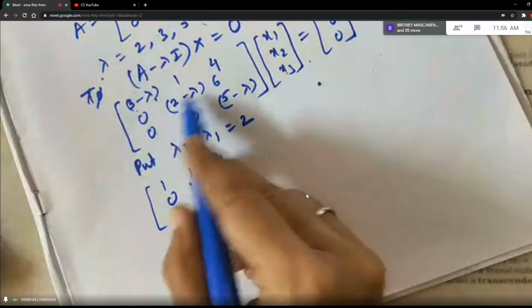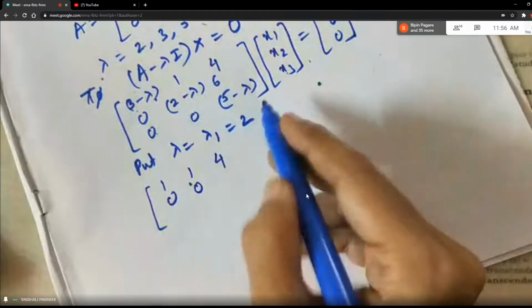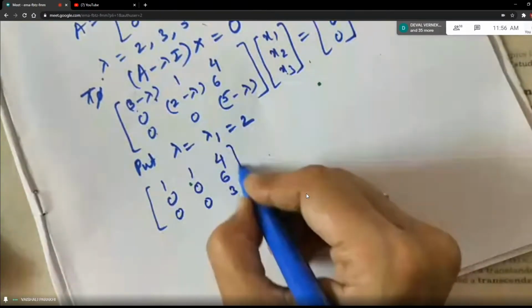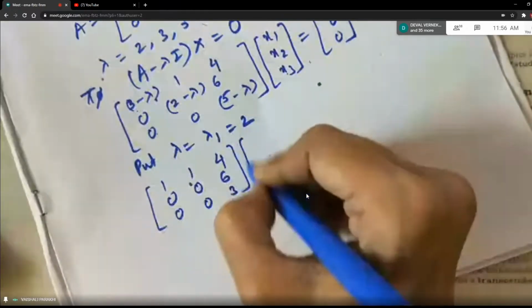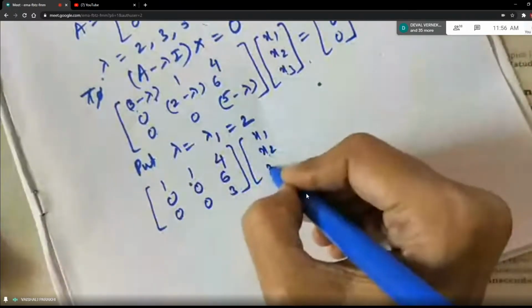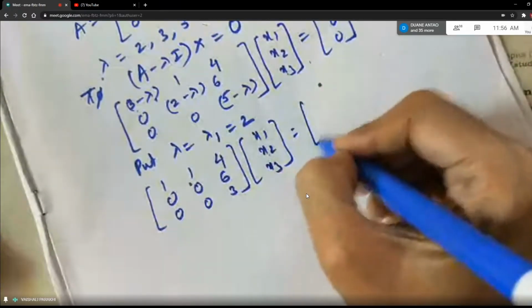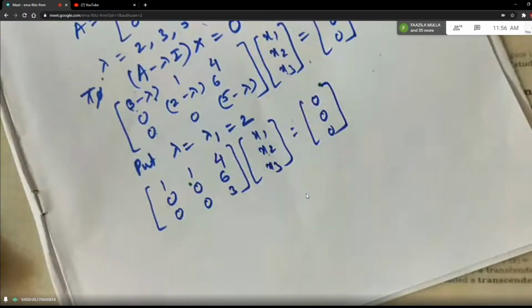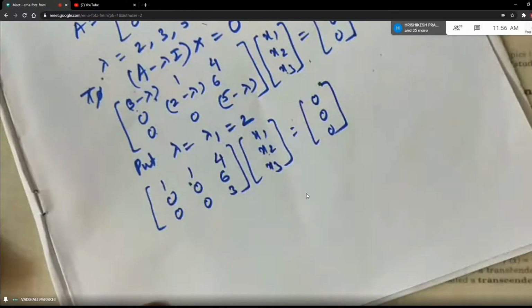0 will remain the same. 2 minus 2 will become 0. Then 6 will remain the same. 0, 0, and 5 minus 2 is 3. And this is x1, x2, x3. And this is the null matrix 0, 0, 0. Okay, students? All of you understood what is happening here? So wherever there is lambda, I have replaced it by 2.